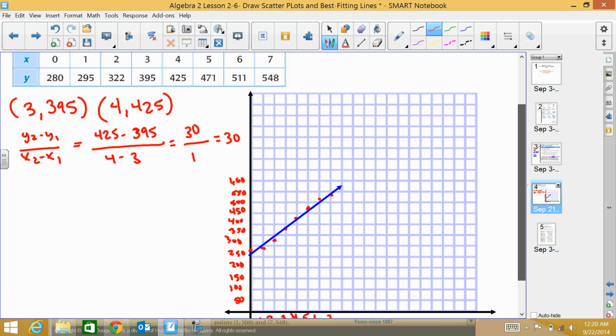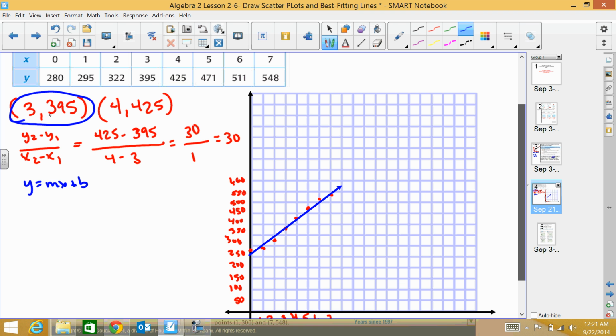So then I'm going to use my slope of 30, and I have to use that to somehow write an equation. Well, I like to do this using y equals mx plus b because that is easier for me. However, if you would like to use point slope form, y minus y1 equals m times x minus x1, you can choose a point and plug it into either one of those equations. So I'm going to choose to use the first point, and I'm going to use y equals mx plus b because that is easier for me.